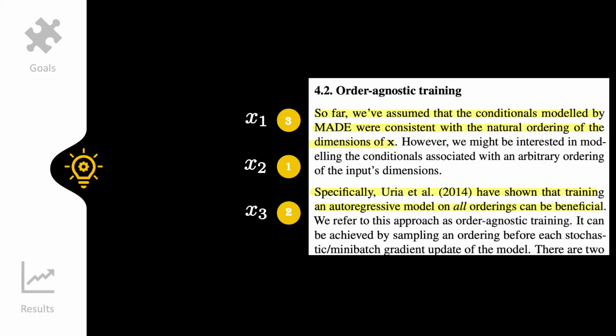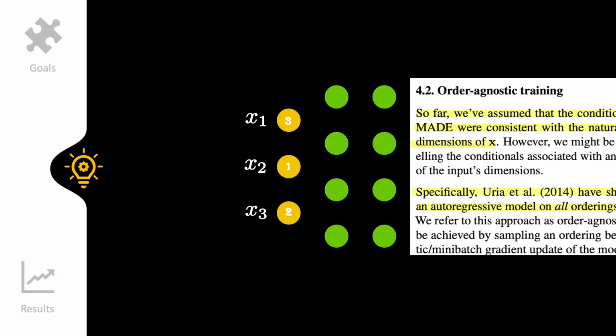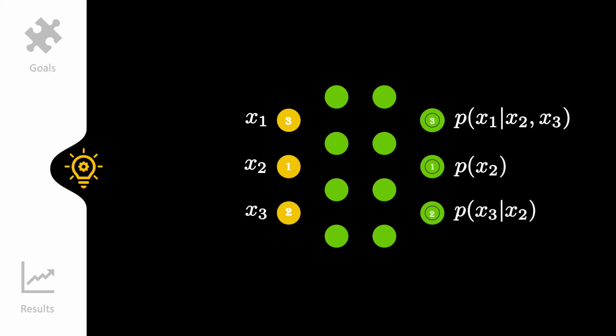They refer to a paper from 2014 by Uria et al. that had already demonstrated this notion in the context of other autoregressive models. Now, what is important to pay attention to here is that the output neurons should be assigned the same order.